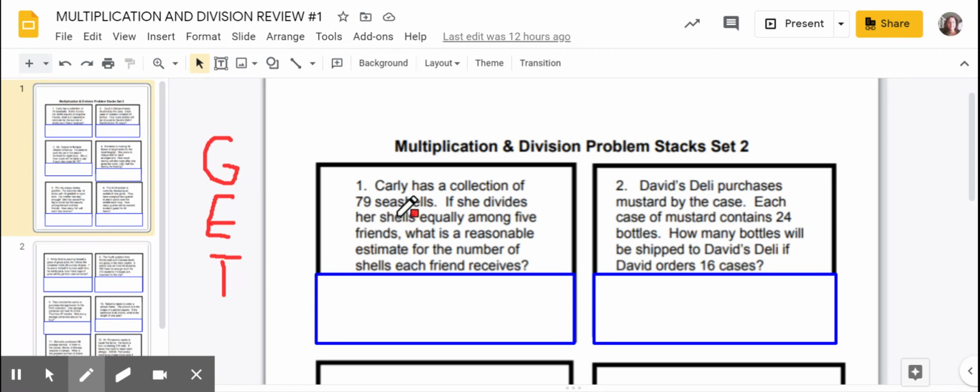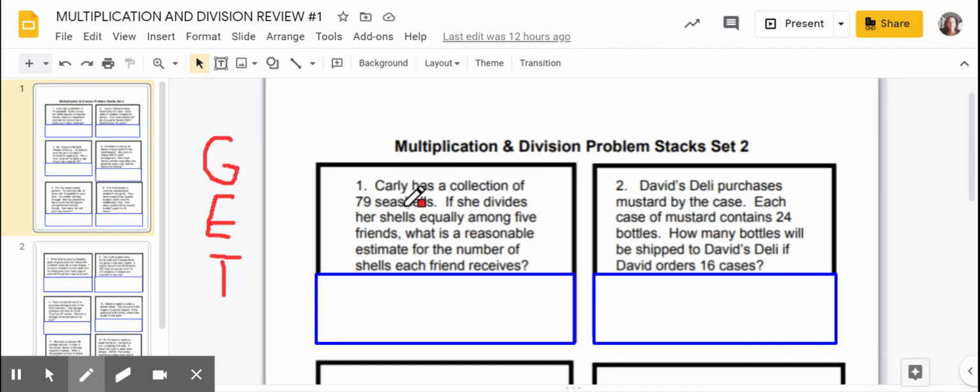As we read the problem, we're going to look for G, the number of groups, E, the amount in each group, or T, the total. And this will help us decide whether we're going to multiply or divide. Let's look at the first problem.